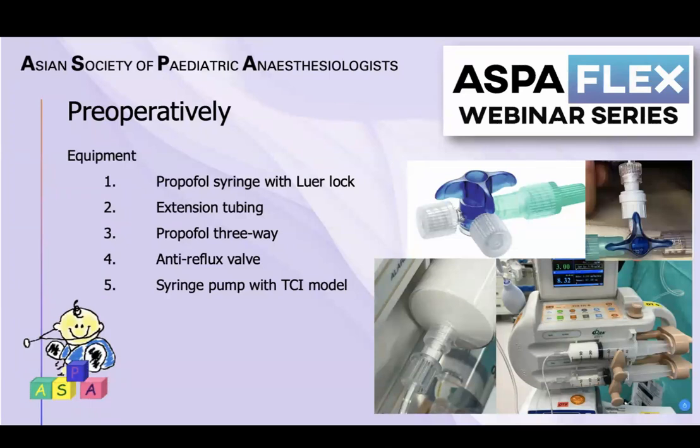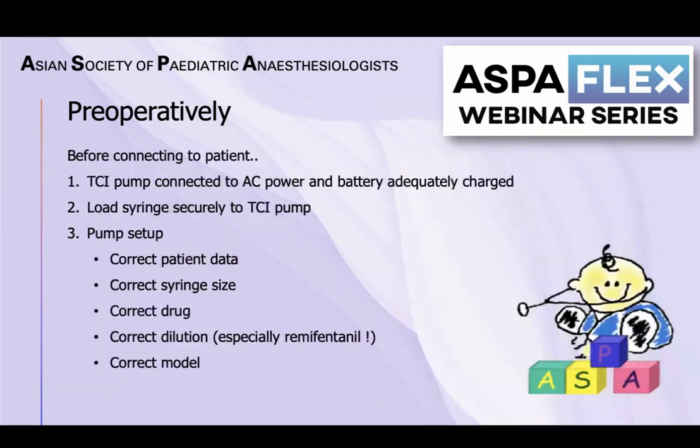Lastly, we will need a syringe pump, ideally with a target-controlled infusion model installed. Before connecting to the patient, we should make sure the TCI pump is connected to the AC power and that the battery is adequately charged. This is to minimize interruptions in drug delivery during the operation. Then load the syringe securely to the pump. Perform a final check. Make sure we have the correct patient data, the correct syringe size, the correct drug, correct dilution, especially if remifentanil is used, and choose the correct model.